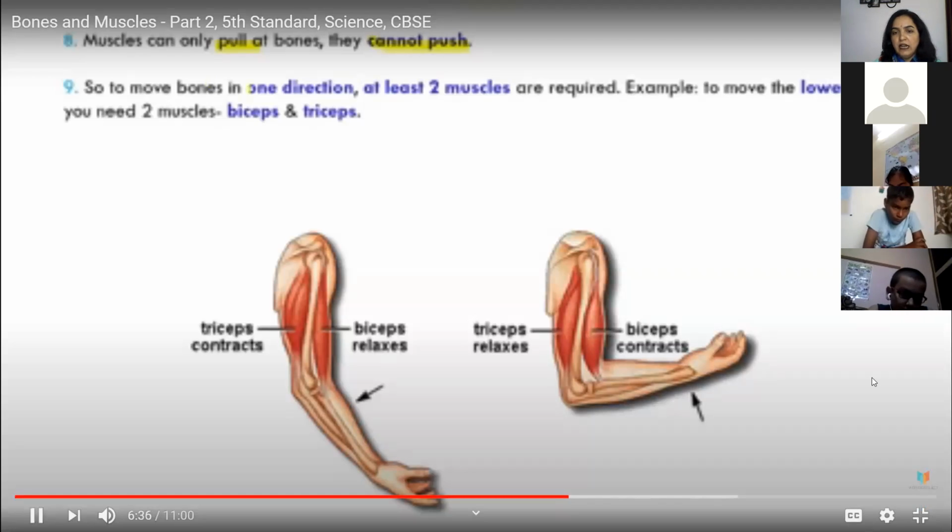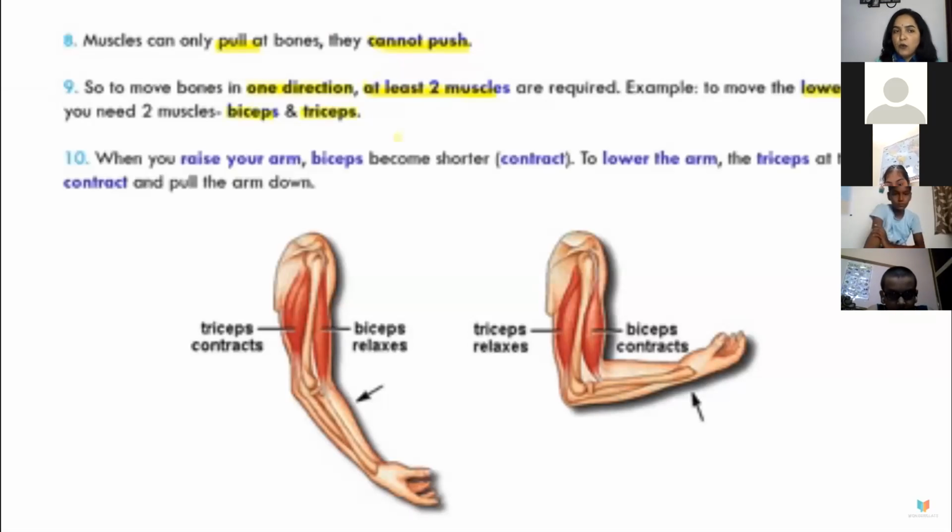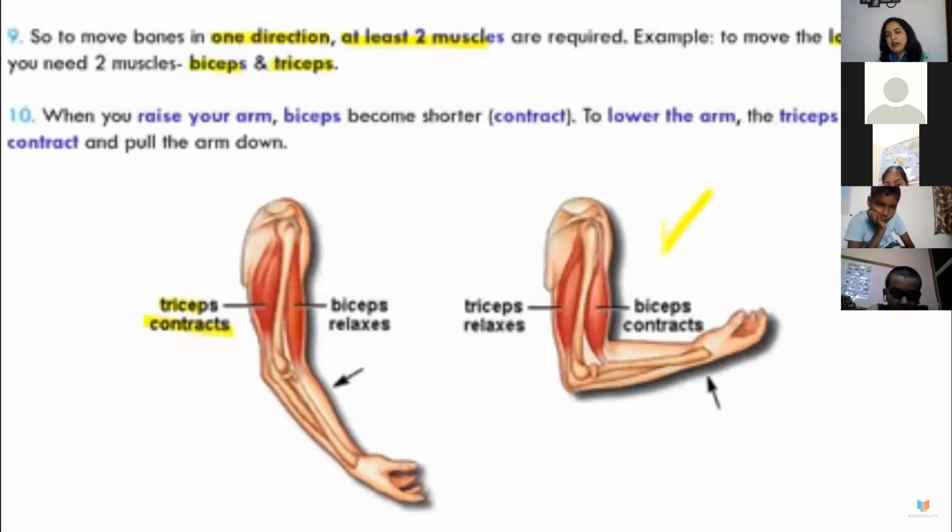So just see, the hand is down, then the muscle is pulling, and with the help of biceps and triceps, it is going upward. And you can relax also, it will come back again. Now, when you raise your arm, biceps become shorter. Just see in the picture. When you raise your arm, the biceps will become shorter, means they will contract. See the picture? They are contracting.